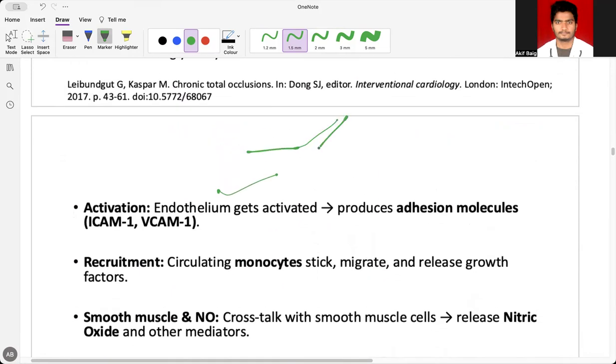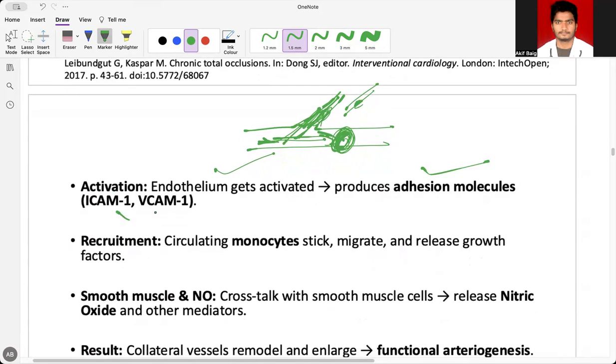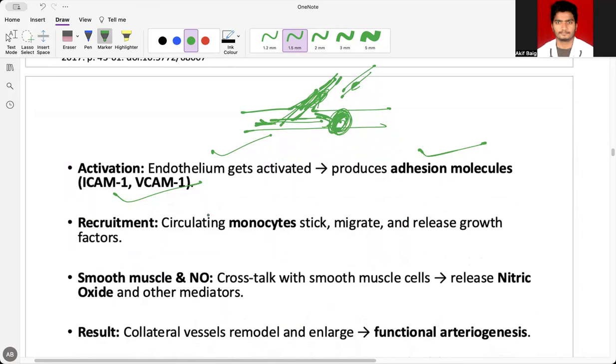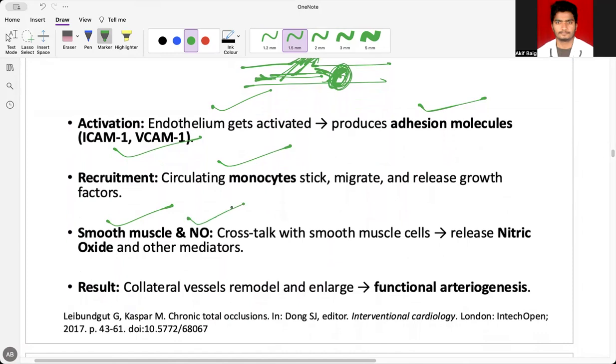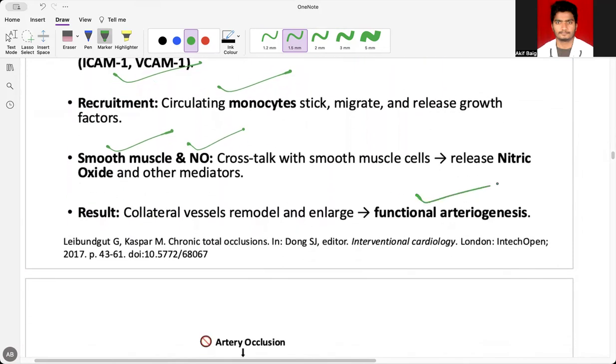I hope you have understood. Supposing these are the collaterals, usually these are very small here, so the majority of flow goes in this direction because the diameter is more. Now supposing this gets occluded, this blood has no more chance of going here. The only way it can go is through the collaterals. So this collateral will suddenly face a lot of blood and there will be stress on this vessel, and the endothelium gets activated and produces adhesion molecules like ICAM and VCAM. Whenever inflammation gets activated, more monocytes migrate there and release growth factors, like smooth muscle factors and nitric oxide. The result is functional arteriogenesis.